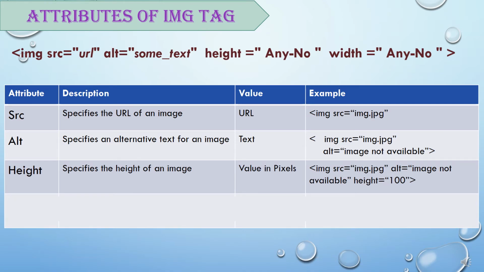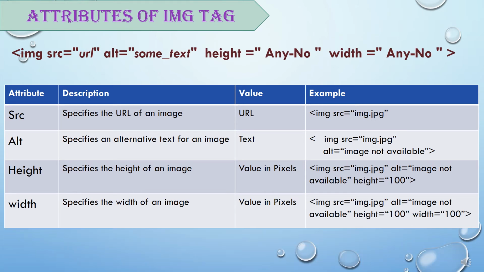Number 3. height. Height specifies the height of an image. Its value will be in pixels. Number 4. width. Width specifies the width of an image. Its value will be in pixels. Setting the width and height using HTML tells the browser to shrink or expand the image. The width and height attributes are used to specify the width and height of an image.